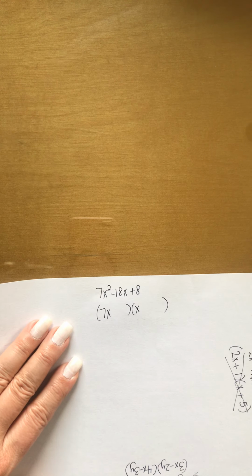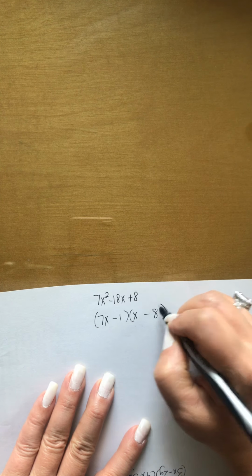Now I have to look to see what are some possible choices that are going to give me a positive 8. Because this number is negative, I need them both to be negative. So now what are my choices? What two numbers multiply to give me 8?